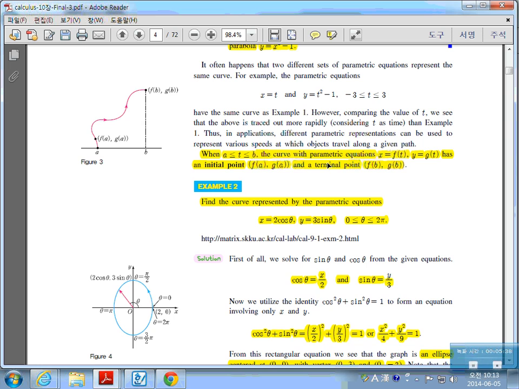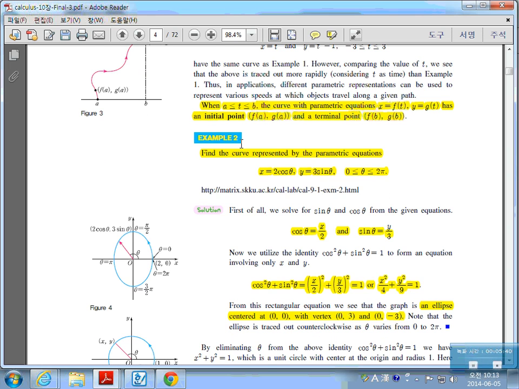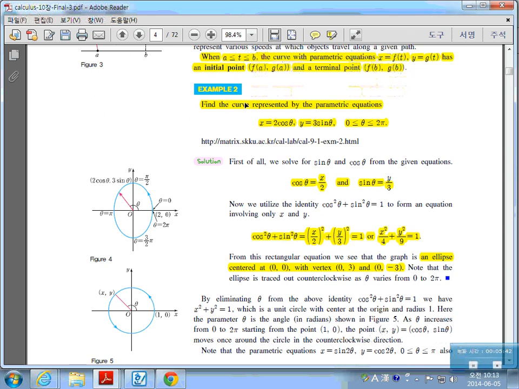Example 2 is find the curve represented by the parametric equations x equals cosine theta, y equals 3 sine theta, and theta is from 0 to 2 pi.